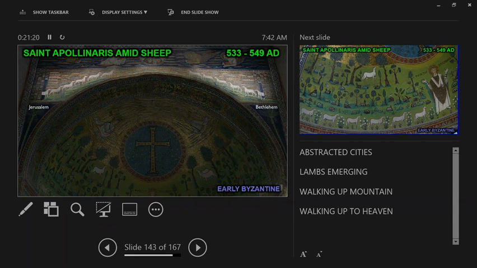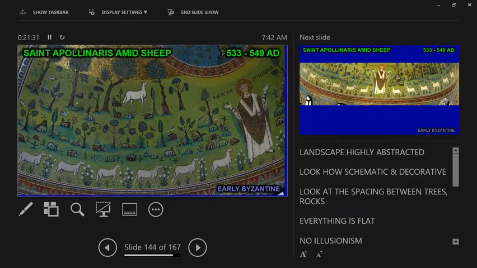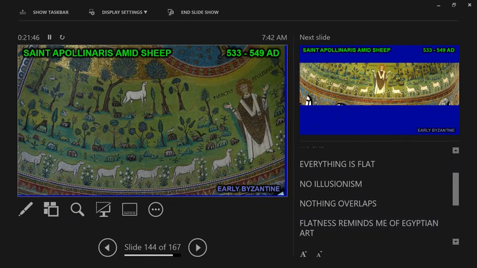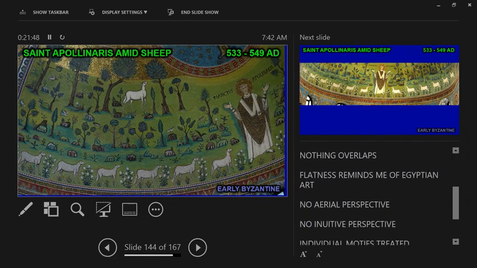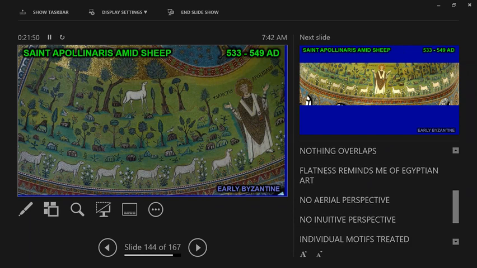The cities are very expressive and abstracted. And the sheep are walking out of the cities, up the mountain, and up to heaven. The landscape is highly abstracted. Look how schematic and decorative it is. And like I said before, look at the spacing between the trees. It's very unnatural. Everything is flat. There's no illusionism. Nothing really overlaps.